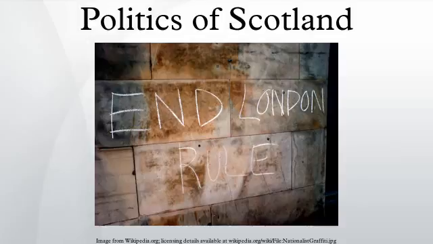The head of state in Scotland is the British monarch, currently Queen Elizabeth II. As the UK is part of the European Union, Scotland also elects 6 members to sit in the European Parliament. Scotland can best be described as having a multi-party system.